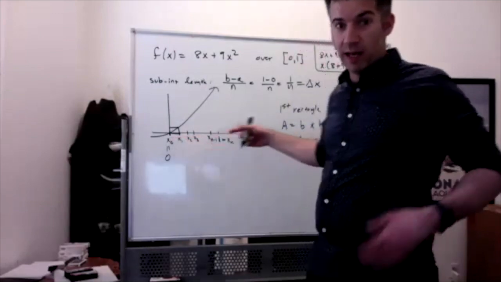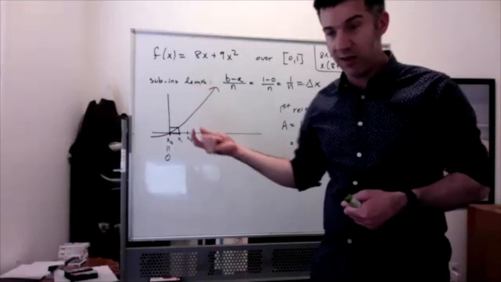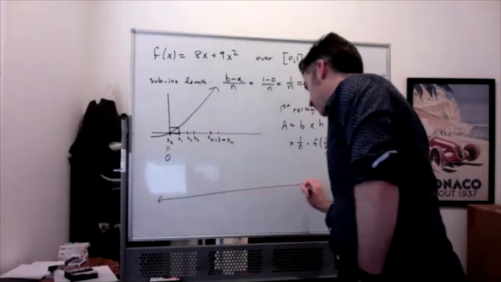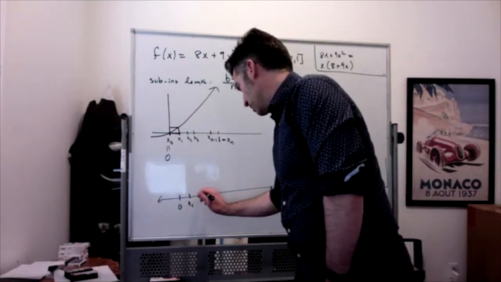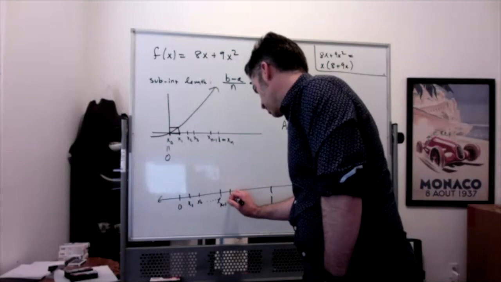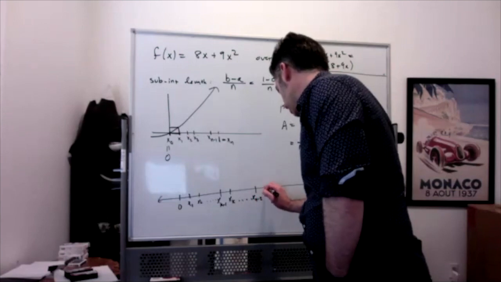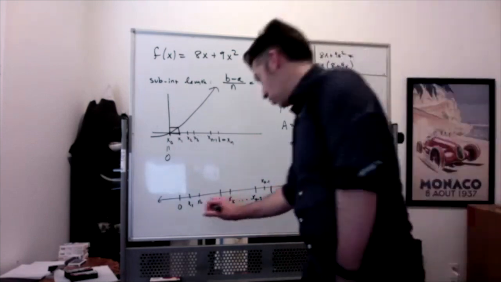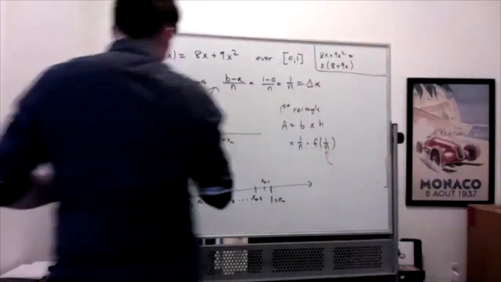2 over n, right? Because at each right endpoint, each next endpoint is one subinterval length, which is delta x, which is 1 over n away from the previous one. So if I really stretch this out, and say there's 0, there's 1, and I write a bunch of these, there's x1, there's x2, there's x sub k minus 1, there's x sub k, there's x sub n minus 2, there's x sub n minus 1, there's x sub n. So there's all my endpoints. 0 is x sub 0, or whatever your starting value is. So look, each of these is 1 over n away from the next one.